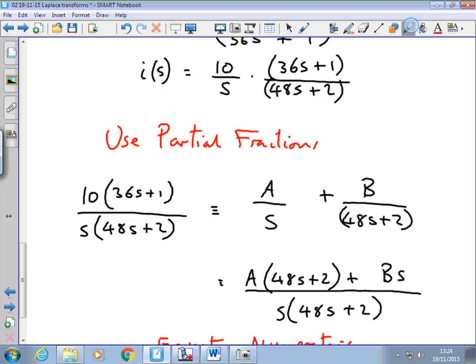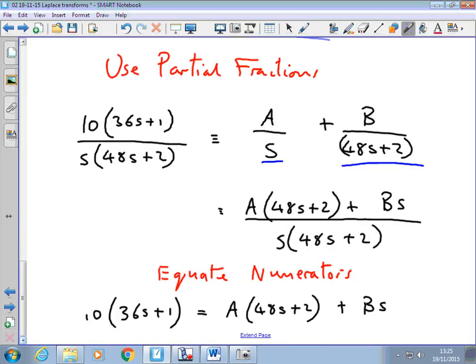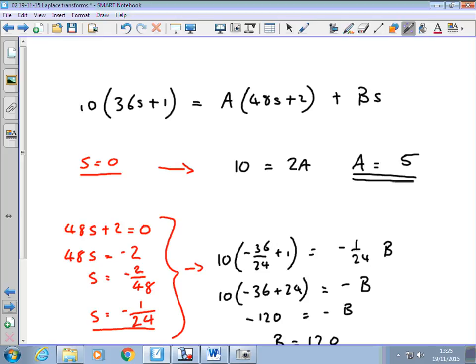So using partial fractions, we end up with this. This is the bit we want to transform into something over S plus something over 48S plus 2. So we cross multiply, or we make the denominators the same. So A times (48S plus 2) plus BS. Equate numerators, and we end up with this. Taking that, we let S equal 0. If we let S equal 0, this bit goes, and so we can find out what A is. A equals 5.